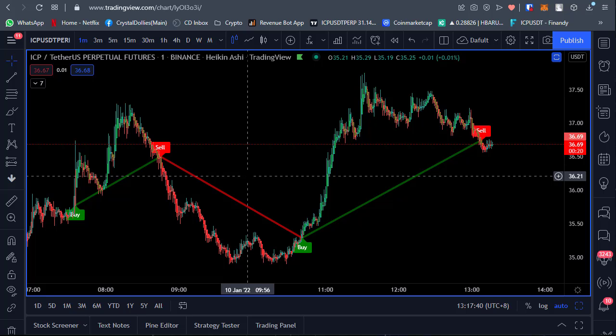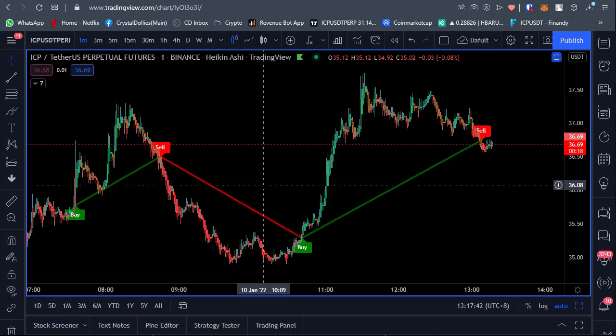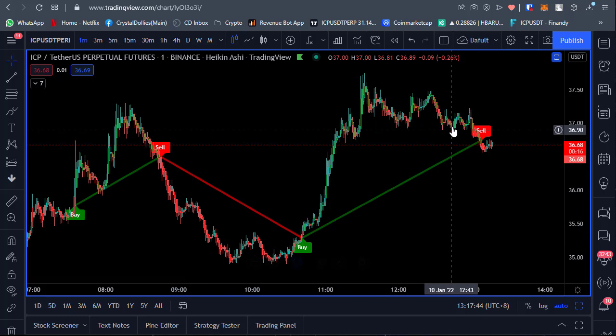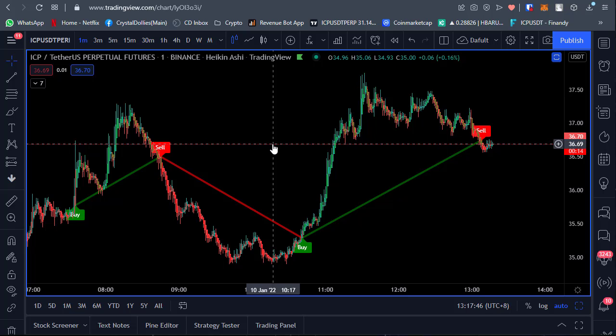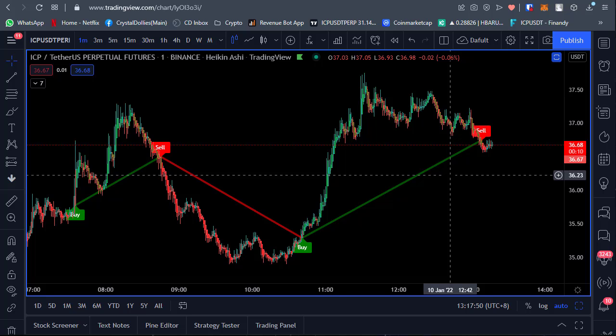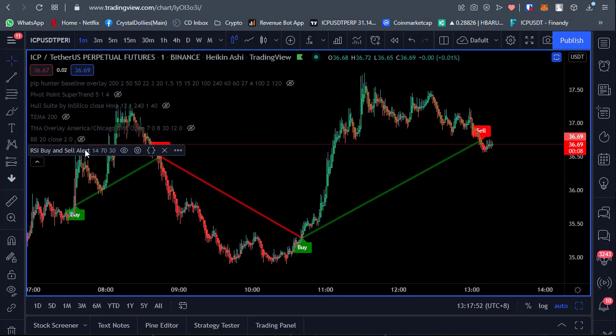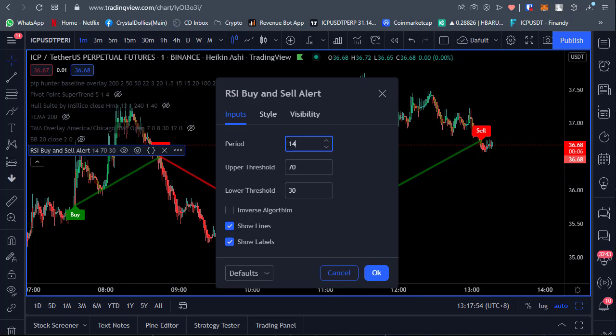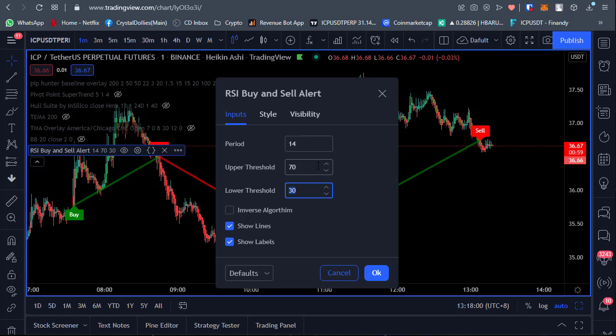So this signal, what does it do? Basically, it just shows the buy and sell signals on the RSI. There are a few ways to use this, and if you can, try to use the default settings. By default, it's set at 14, 70, 30, which is a very common setting for lots of traders all around the world, and many people use RSI as an indicator.